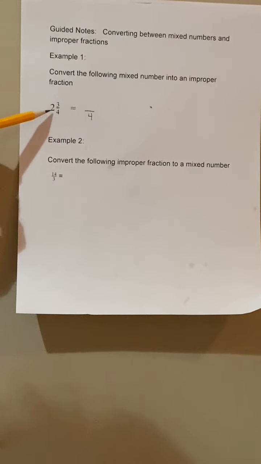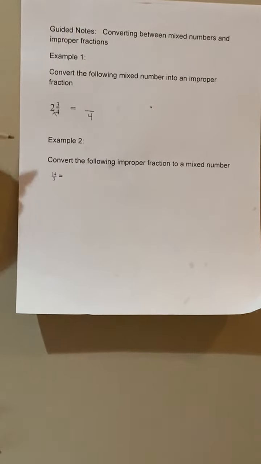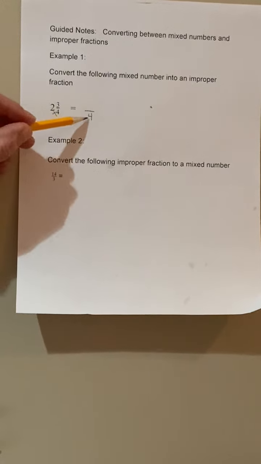So let's think about this. This whole number 2, 2 wholes. How many fourths are in 2 wholes? Well, to figure that out, I have to multiply that 2 times 4. So we're going to multiply the whole number times the denominator. That would give me 8. So this 2 out front represents 8/4.